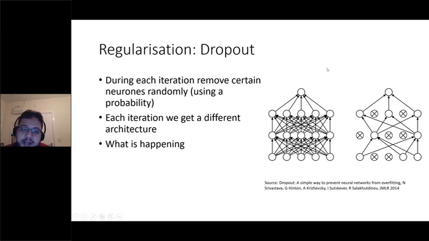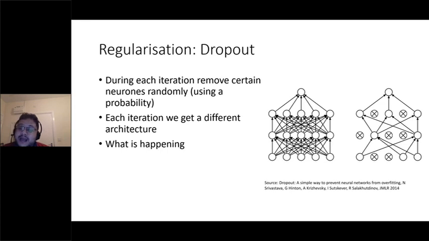During each iteration of training, we randomly remove certain neurons, like here. We remove this one, we remove this one, we remove this, etc., randomly, by probability. So in each iteration we take a batch, remove some neurons, and do the training. In the next iteration, we put them back and randomly remove others. So what is happening, guys? In each iteration, we are having a different neural network.